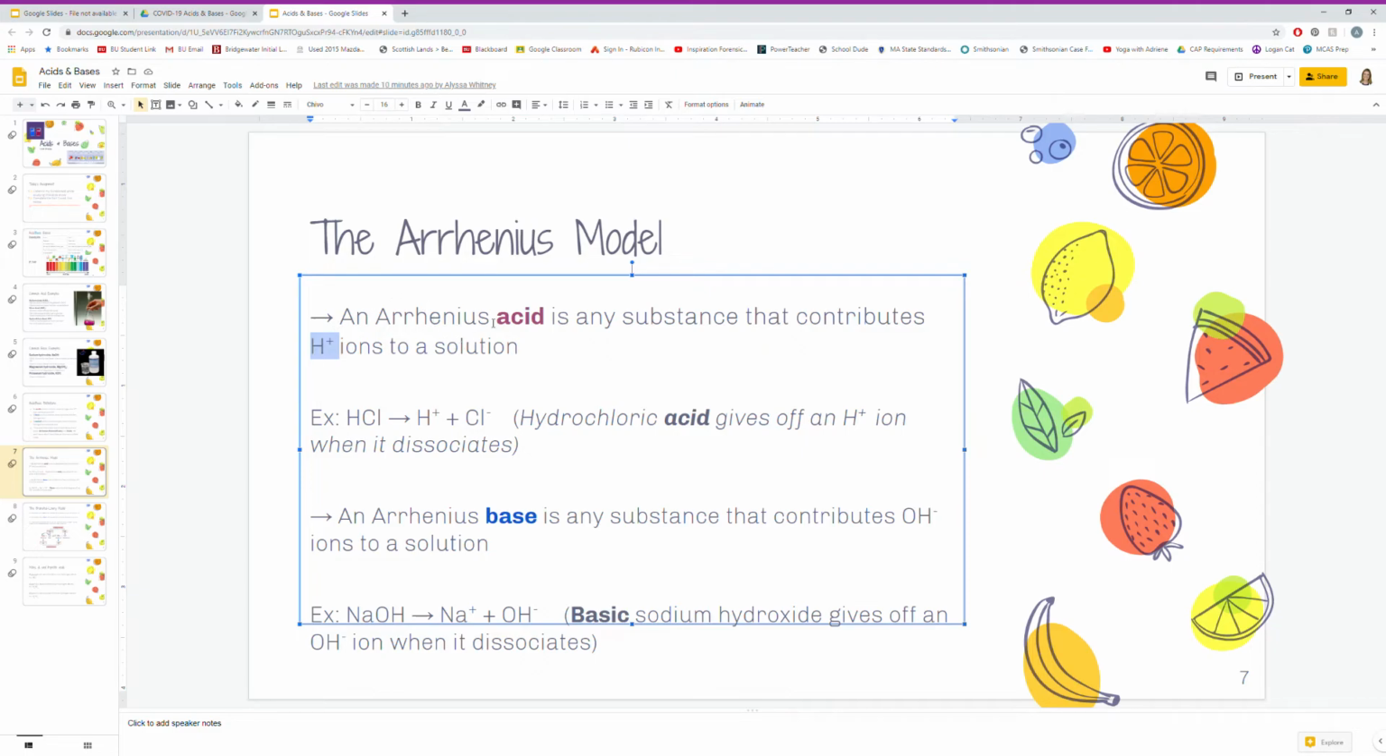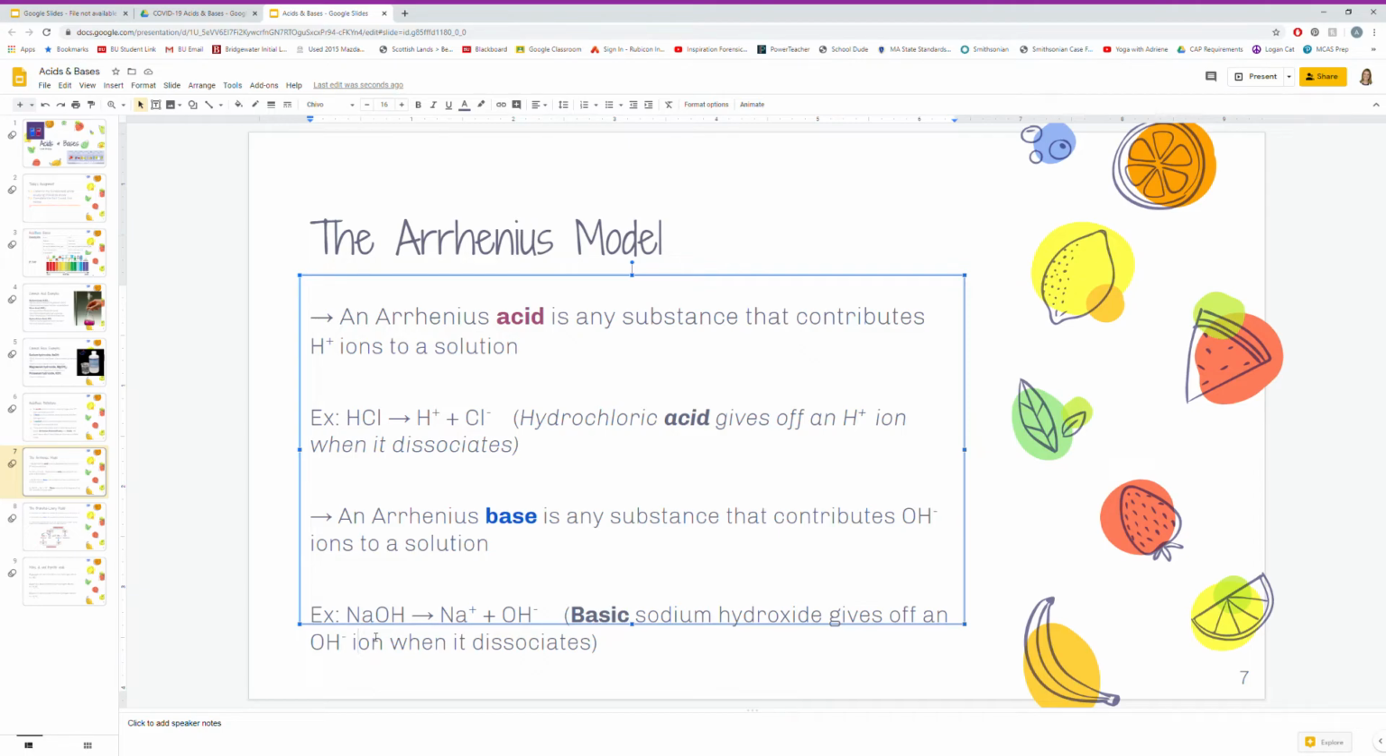So an Arrhenius acid would contribute H+ ions to solution. For example, hydrochloric acid, when it dissolves in water, is going to unleash H+ and Cl-, so that H+ is what's making this an acid. An Arrhenius base is going to contribute a hydroxide ion to solution. Hydroxide is one of your polyatomic ions. So sodium hydroxide dissociates into Na+ and OH-. It's basic because sodium hydroxide gives off an OH- into water solution when it dissolves.